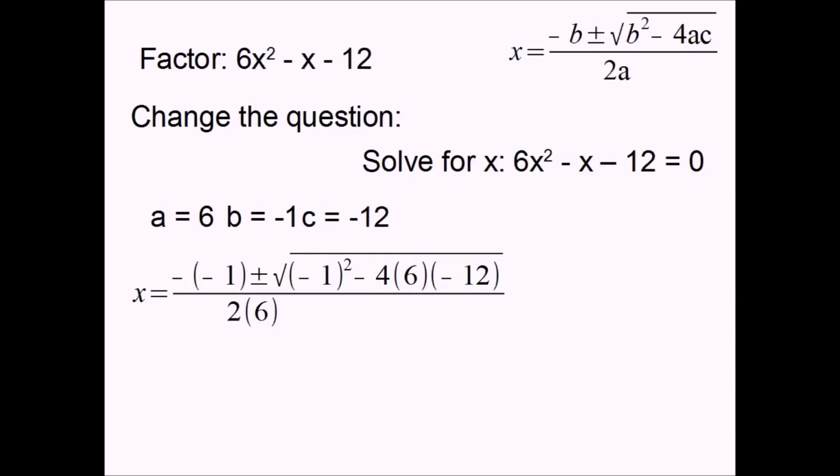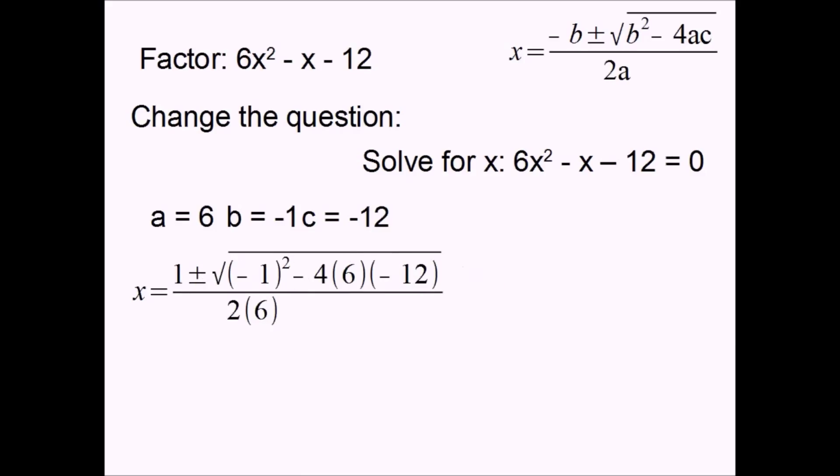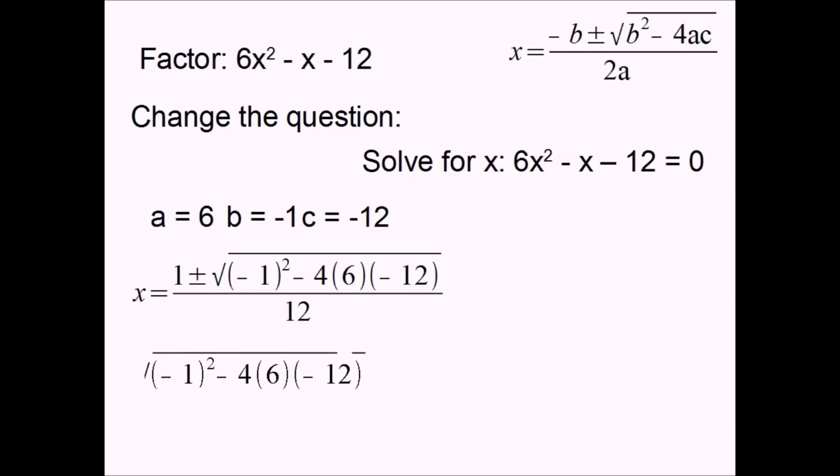Now it's time to do some cleanup. As I said before, negative, negative 1 looks stupid. That's just 1. In the denominator there I have 2 times 6, so we'll just make that 12. And now we have the messy radical, so just like last time I'm going to separate it out and clean that up on its own. Negative 1 squared is just 1, so it's a little better. Then I've got 4 times 6 times negative 12. The numbers get a little big here, so if you want to pull out a calculator, that's fine.